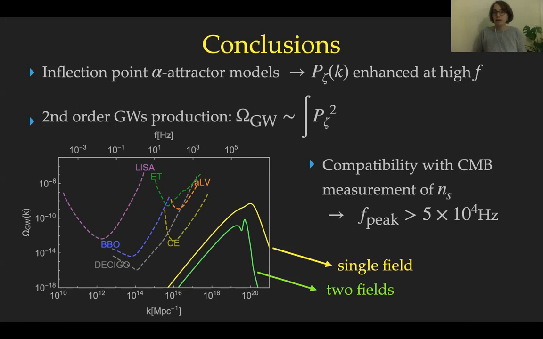So here I'm leaving on the screen the energy density in gravitational waves plotted against the scale for a single field configuration and for a two field configuration. And you can see that these two signals are different from each other, but they share a common feature, which is that they are peaked at ultra high frequencies for models that are compatible with the CMB measurements. So I hope that this talk gives you a theoretical motivation to look for gravitational wave signals at ultra high frequencies.